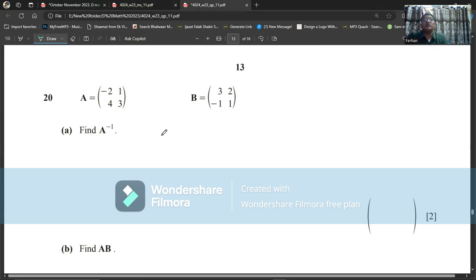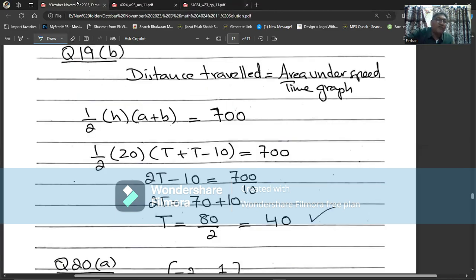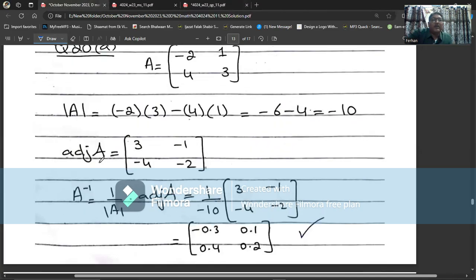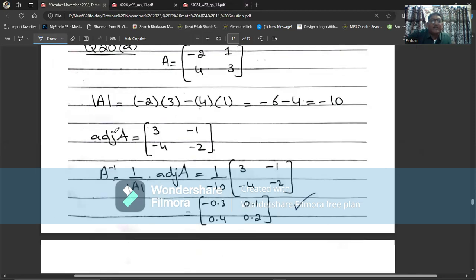If you want to find the inverse of a matrix, you will have to find two things. You will have to find the determinant of A, and then you will have to find the adjoint of A. Then A inverse will be equal to 1 by determinant of A into adjoint of A. Let me show you. Okay, so on your screen, hopefully you can see this.